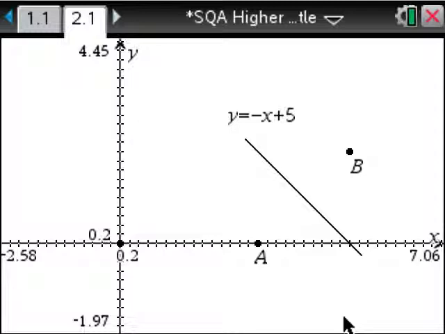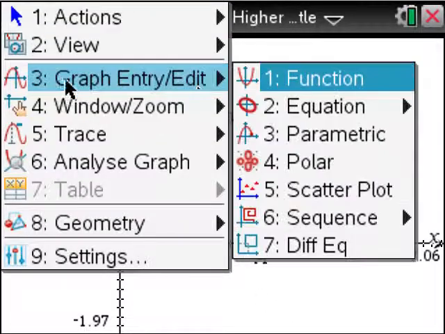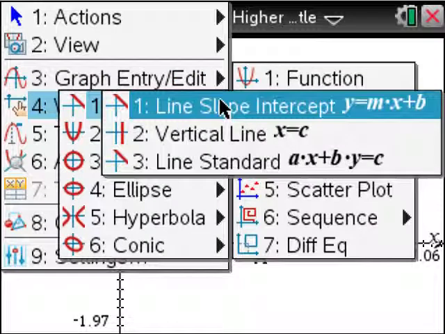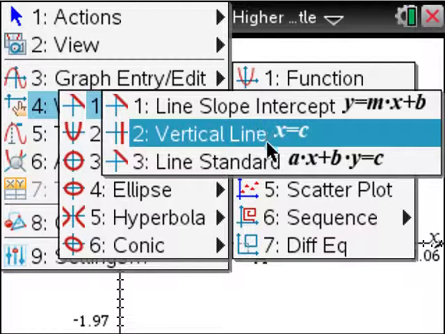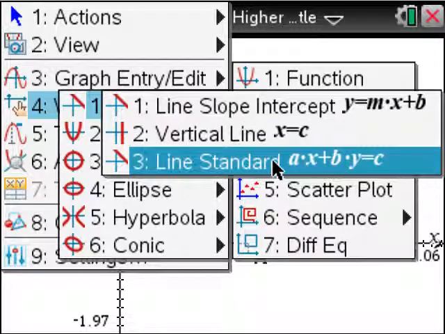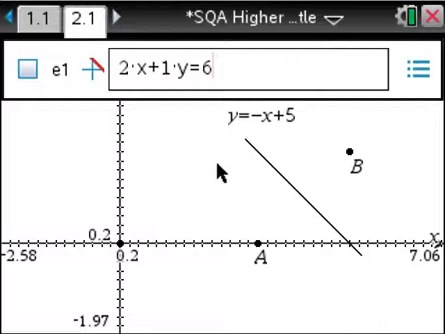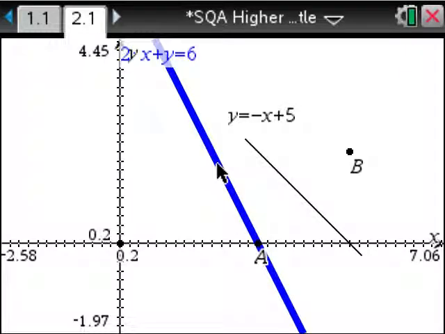The median from A has equation y plus 2x equals 6. Let's plot that. So I can do graph entry edit. I can use just the equation of a line. And the equation I've been given doesn't have y as the subject, so I could probably use this line standard one. It's looking at the coefficient of x, which would be 2, the coefficient of y, which would be 1, and the value on the end, which would be 6. There is the line which it's referring to. It's the median from A.